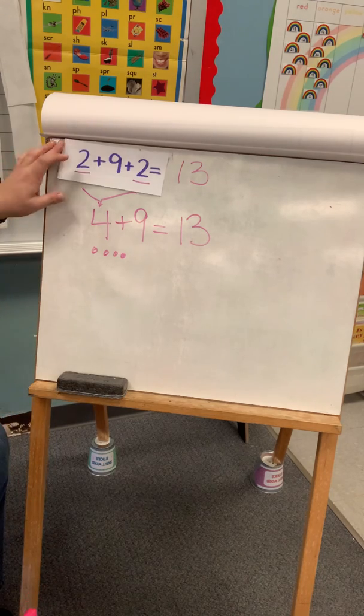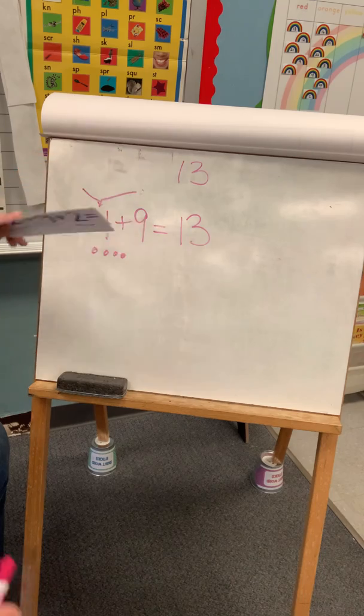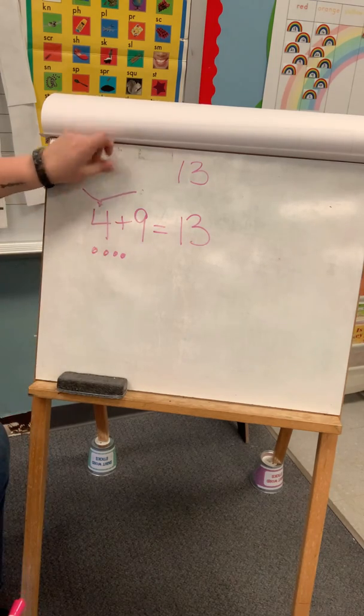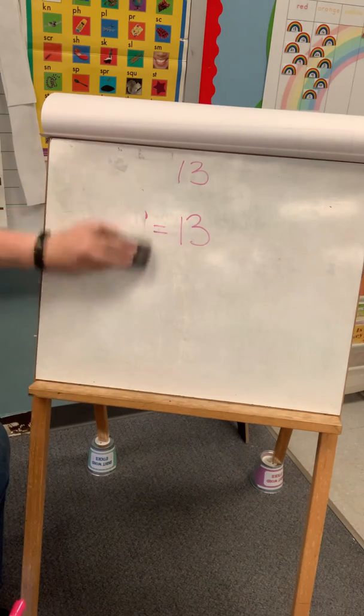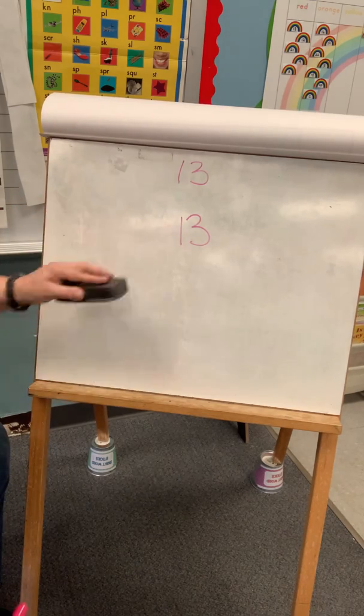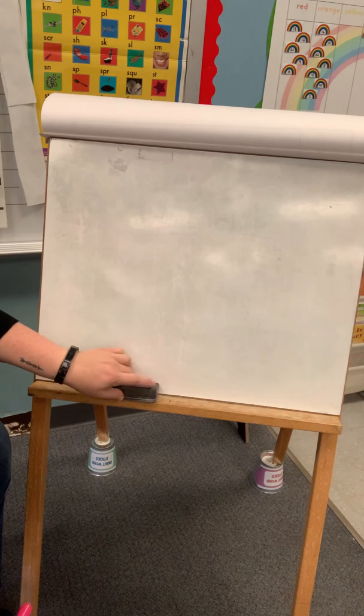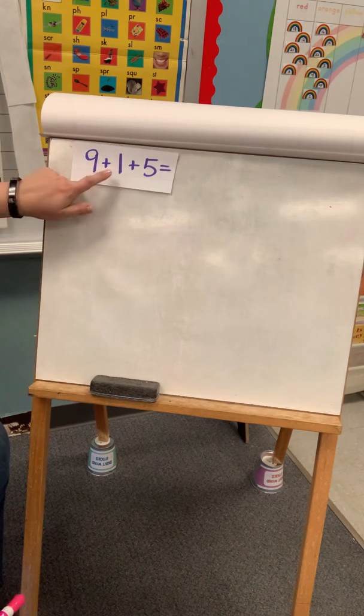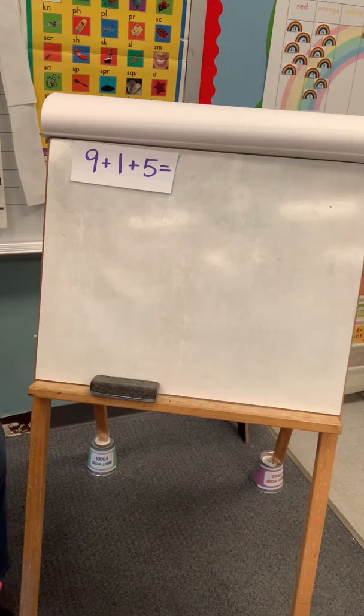Let's do one more. The best way to get good at adding three numbers, well, really doing anything, is by practice, just doing it over and over again. So that's what we're going to do. Let's do this one. 9 plus 1 plus 5.